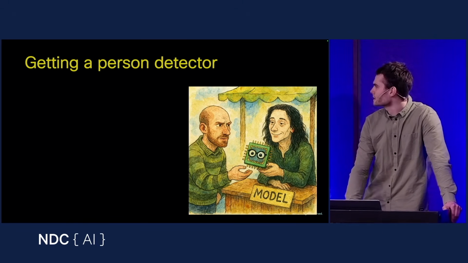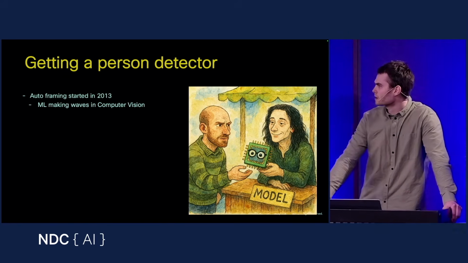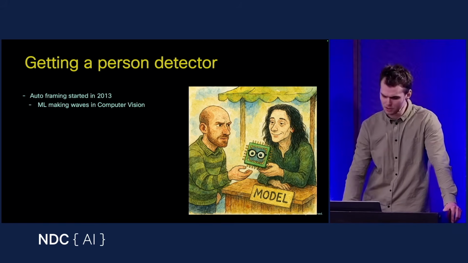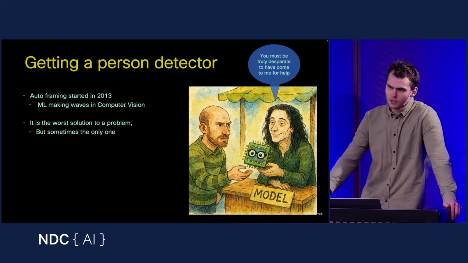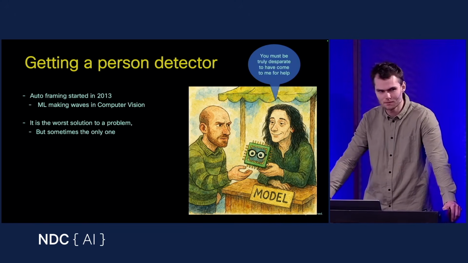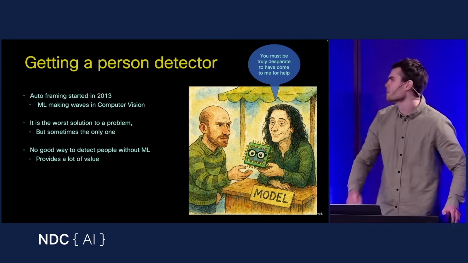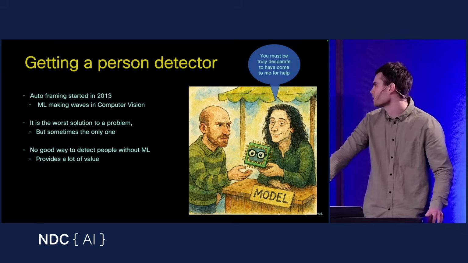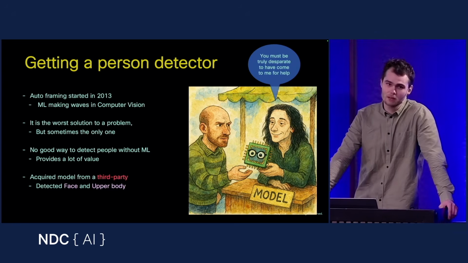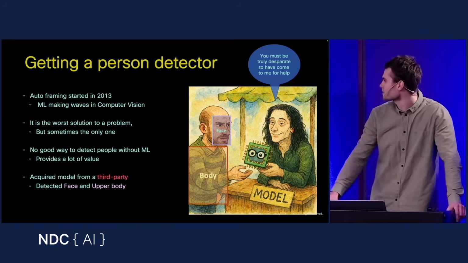Now, getting a person detector is something that we needed then. This auto-framing work started back in 2013, and that was a time when ML was really making waves in computer vision. And it's important to remember that it is almost always the worst solution to a problem. Sometimes it's just the only one that you have. And the fact of the matter is that there is no good way to detect people without machine learning, so it provides a lot of value. Now, back then, we had acquired this model from a third party, and it was detecting face and upper body, something like this.